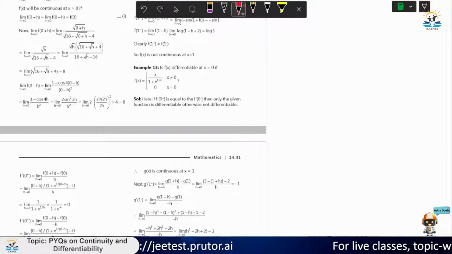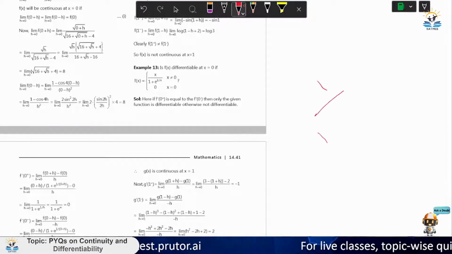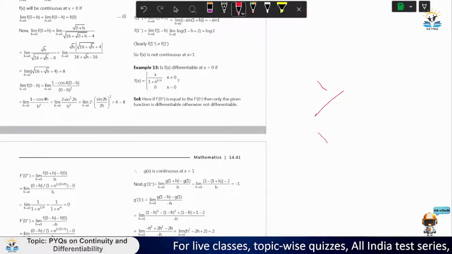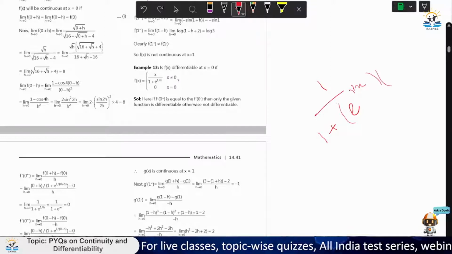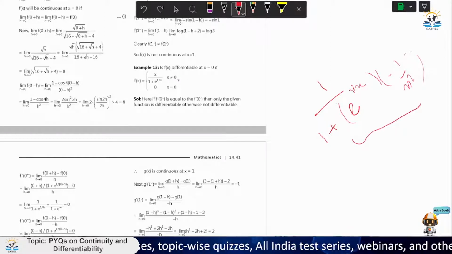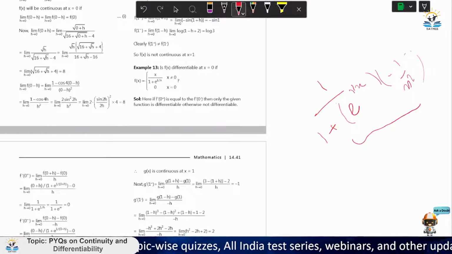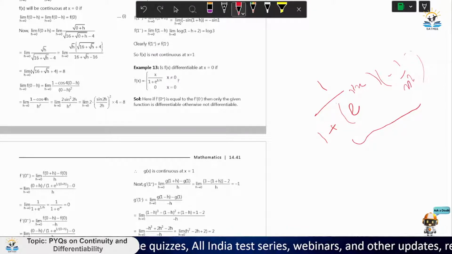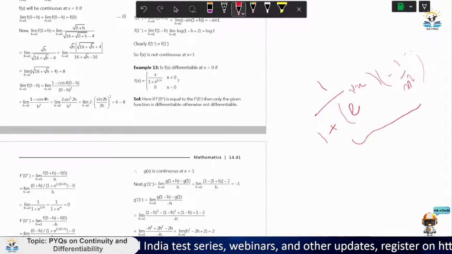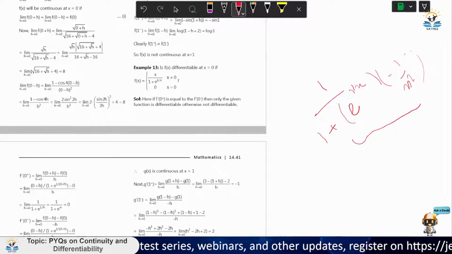So let's differentiate and see. e to the power 1 by x, and then the derivative of 1 by x is minus 1 by x square. So this is what I'm left with. So if x is going to 0, this would go to infinity and this would go to 0. So it is going to 0 basically.